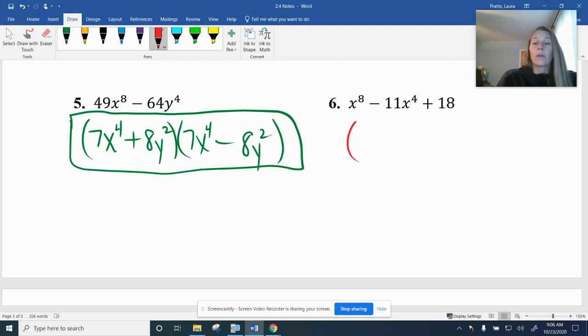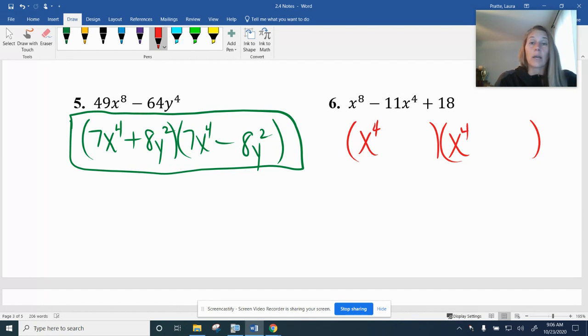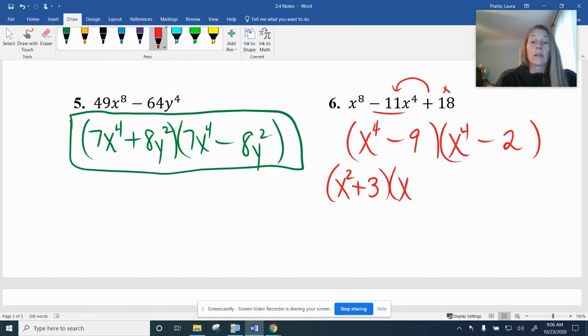Okay, and then the last one, 8x to the 8th, I'm just going to break that up into x to the 4th and x to the 4th. So whatever it is, you just split it in half. So obviously if it was an odd number, you wouldn't be able to do that. Then the numbers that multiply to get 18 and add up to 11 would be 9 and 2. And since it's a negative 11, they're both going to be negative. Now, 2 is not a perfect square, so there's nothing I can do with that factor, but 9 is a perfect square, so I can factor this into x squared plus 3, x squared minus 3. And then my other parenthesis here just stays.